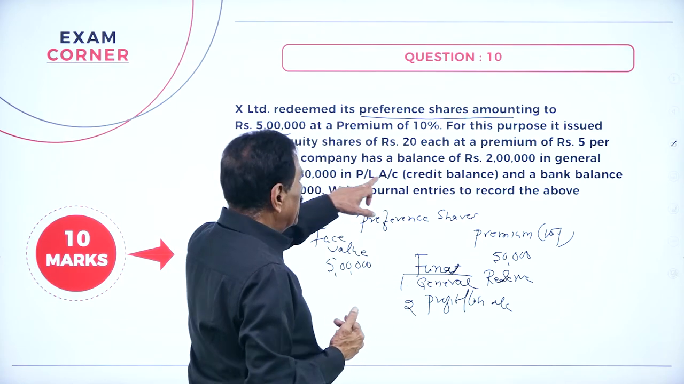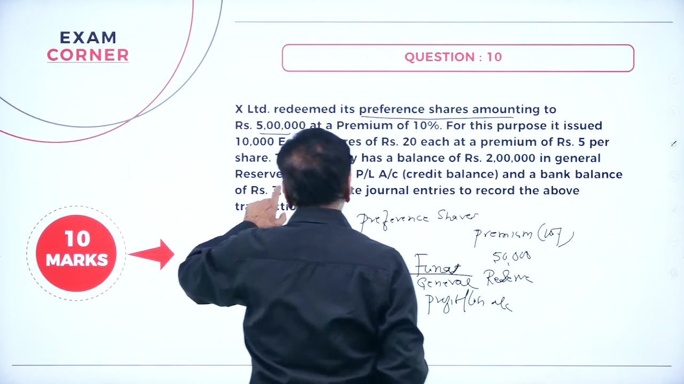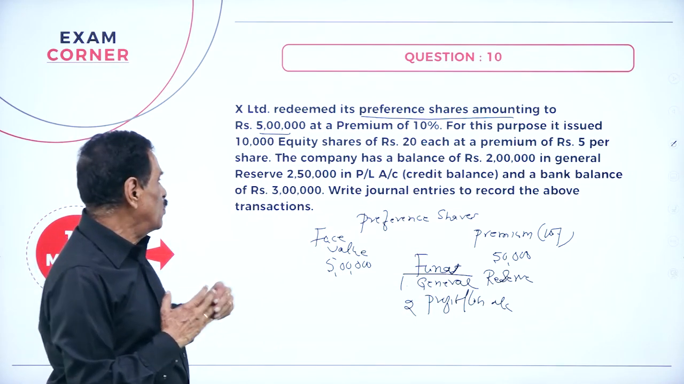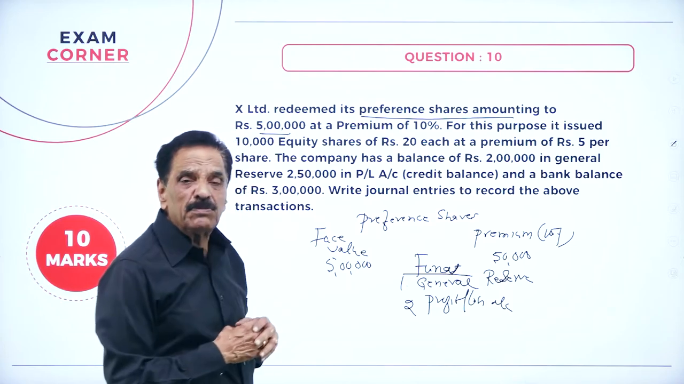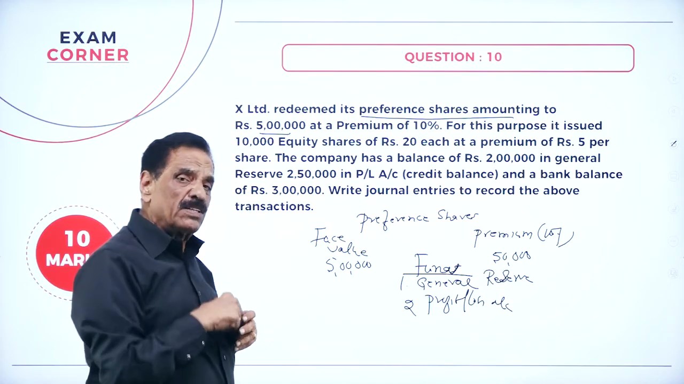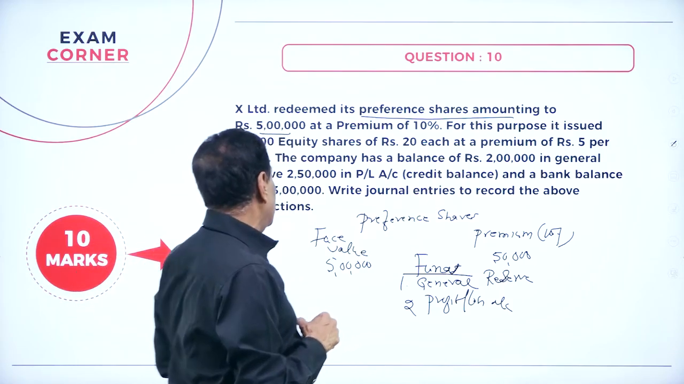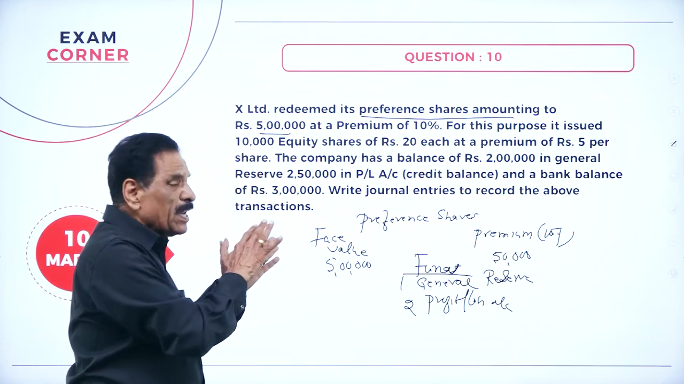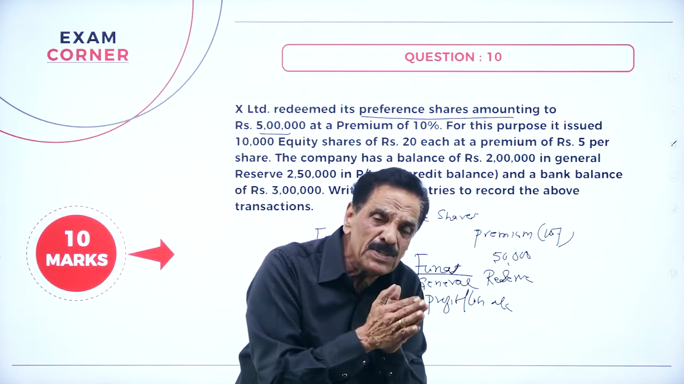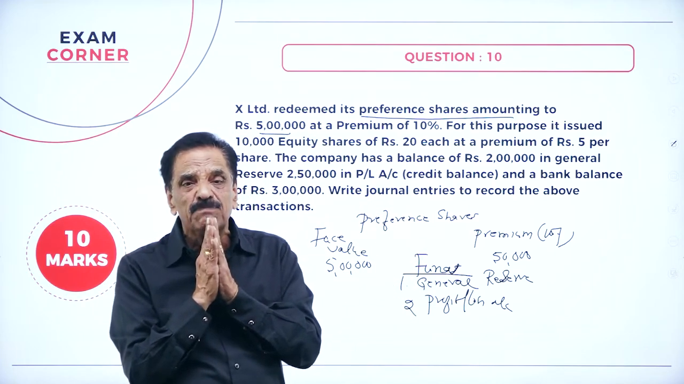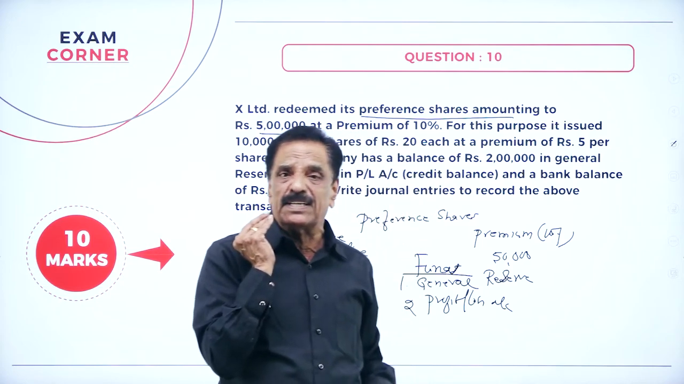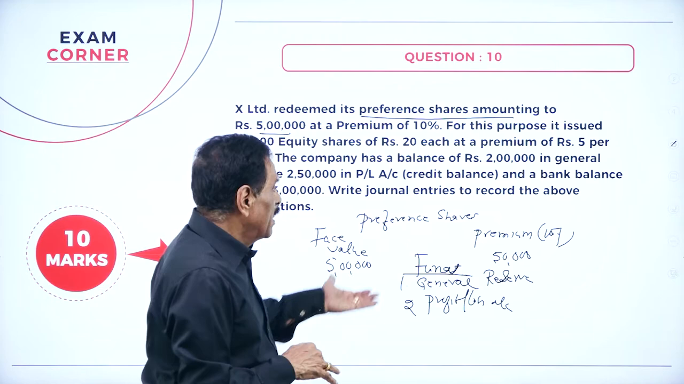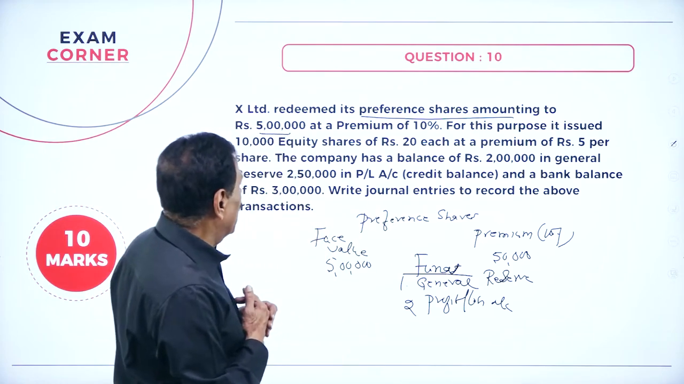Here, see that the company has a balance of 2 lakh in the general reserve and 2,50,000 in the profit and loss account. You can utilize the 2 lakh. The money you need is 3 lakh, since 2 lakh is already received from the equity share. You can utilize 2 lakh from the general reserve and 1 lakh from the profit and loss account, so 1 lakh plus 2 lakh becomes 3 lakh rupees. Create the CRR. What's the entry? General reserve account debit, profit and loss account debit, to CRR account. Then the bank balance is 3 lakh. See that? I will explain.